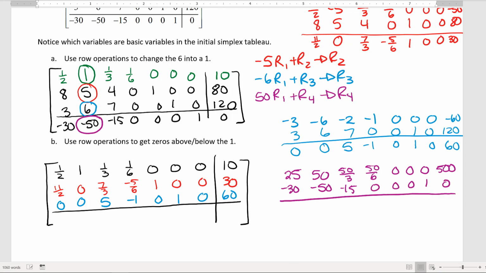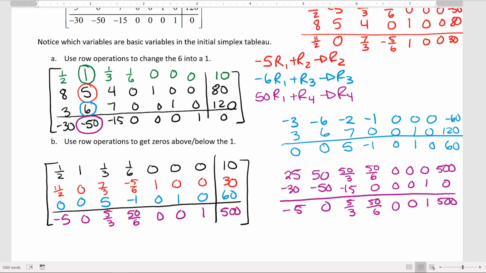and then add down. So this gets me negative 5, 0, and again you might want to use your calculator. 50/3 minus 15 turns out to be positive 5/3. 50 over 6, add to 0 is 50/6. 0 plus 0 is 0. 0 plus 1 is 1, and 500 plus 0 is 500. So we have negative 5, 0, 5/3, 50/6, which probably should have been reduced, but I haven't done that yet. 0, 0, 1, and 500.